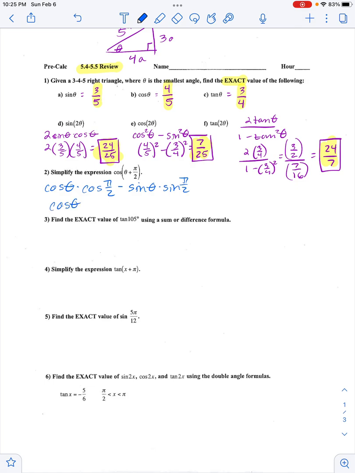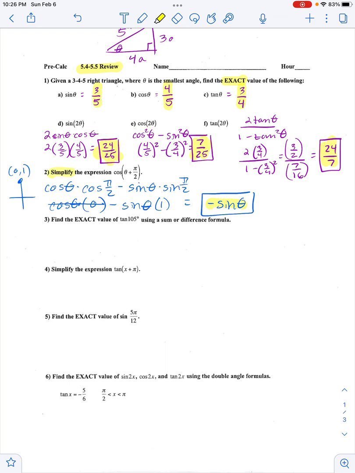But this is asking for the x at pi halves. So go to your unit circle, find pi halves, find the x, and that's going to be 0. Pi halves, remember, is at the top. The coordinates are 0, 1. Then I'm going to subtract the sine of theta, which I can't look up because I don't know the angle, but the sine of pi halves will be the y value of that top point, which is 1. 0 times anything cancels out. So all I'm left with is negative sine theta times 1, which is just negative sine theta.